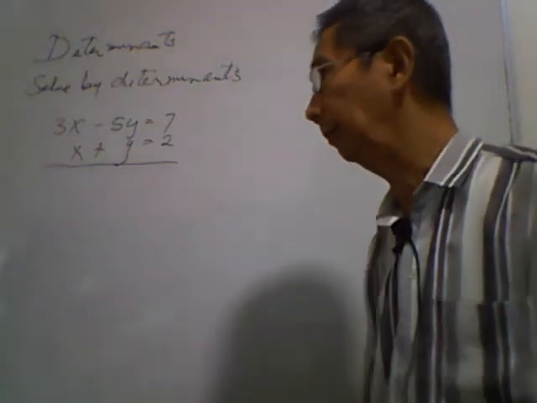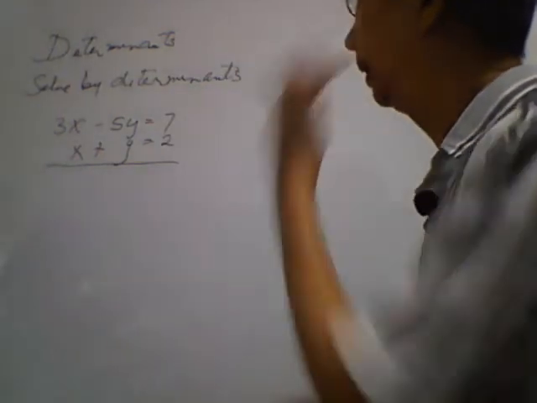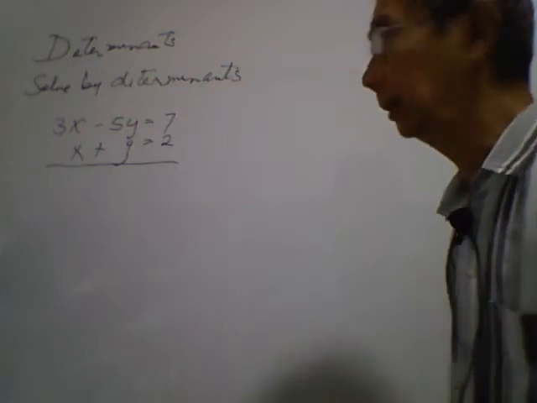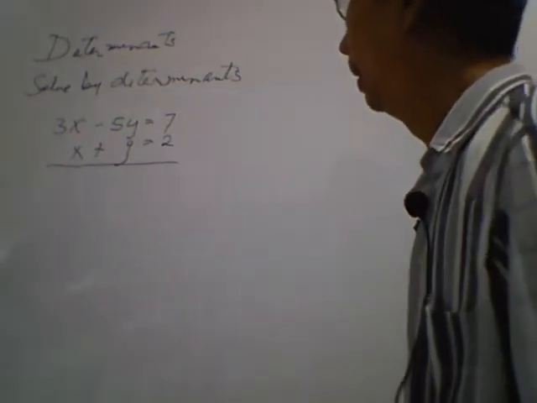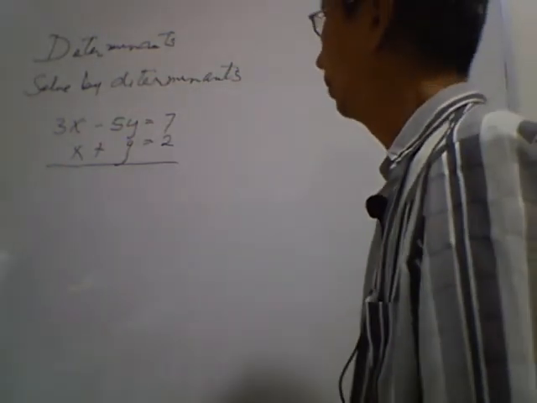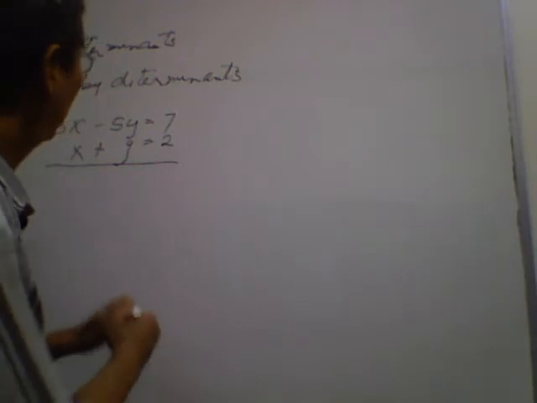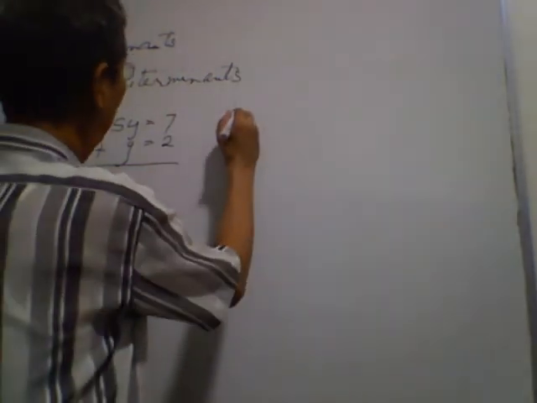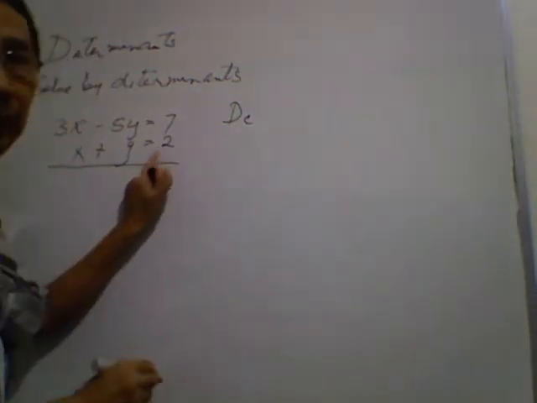Today's video will deal with solving systems of linear equations in two variables. First we're going to use the determinants, and then we're going to solve this one by the usual method. For the determinants, we first get the determinant with respect to the constants here, 7 and 2.